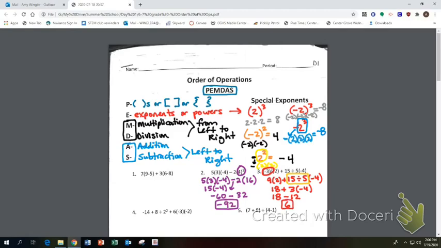So I need you guys to work through the order of operations worksheets that you were assigned, and I need you to show all the steps that you're thinking about, just like I showed the steps here. If you have any questions, shoot me an email.